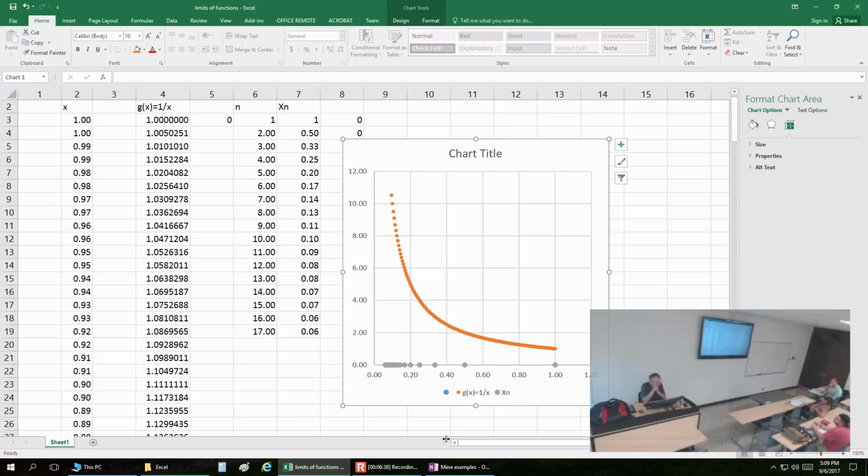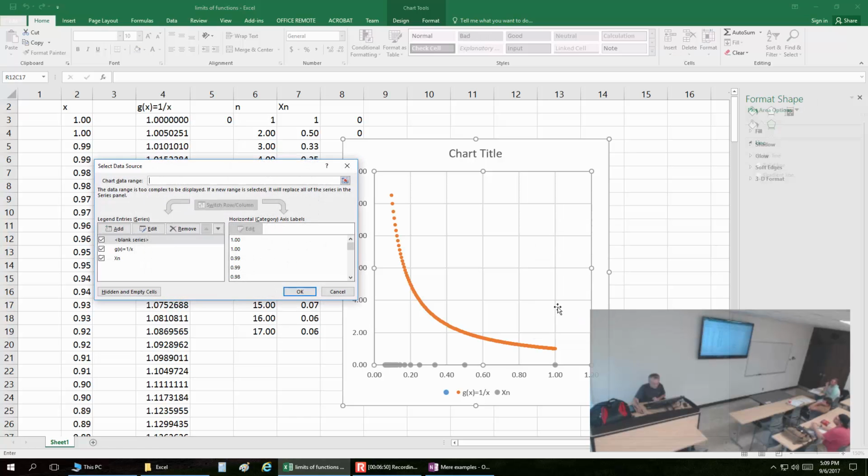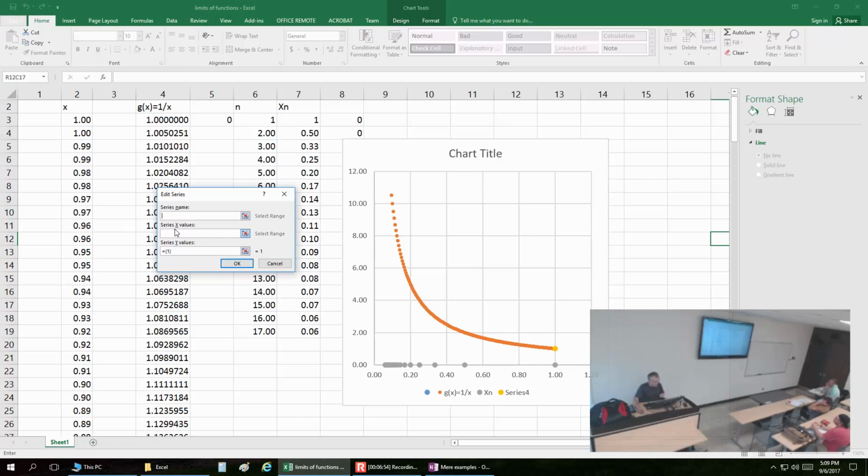Let's get first the points on the graph. So these points have counterparts on the graph. I'm adding more data, so we select more data. So let's say graph. Okay, so x values are the same.